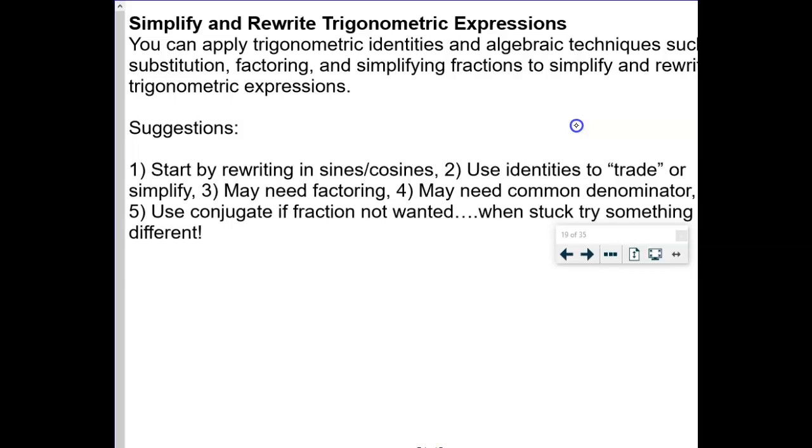You're going to trade. The Pythagorean identities are going to be your new friend today. You're going to see them pop up a lot. You might need to factor. Yeah. There's going to be a question coming up today where you're like, what? I would have never thought to do that. Well, now you've got to think to do that. Common denominator is a big one.